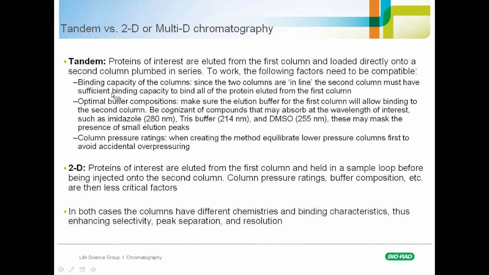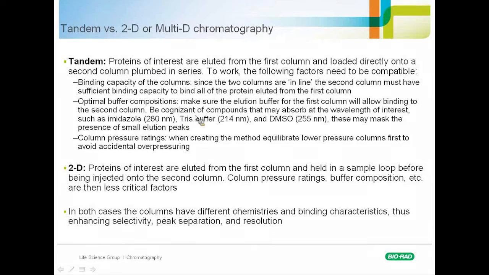Binding capacity is obviously a major consideration. If you have your first column that can bind your target at 50 mg per mil, your second column only has a binding capacity of 2 or 3 mg per mil, and you run them in line, then you're going to overload the second column, and you're going to lose your protein through the flow through and not binding efficiently to the column. If they have different buffer composition requirements, if one requires a very high salt concentration, the other requires a low salt, then the two columns couldn't be put together in line. If they have different pH requirements for optimal binding, then they couldn't obviously be used in line as well.